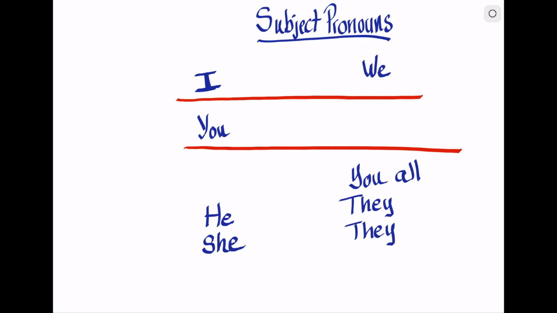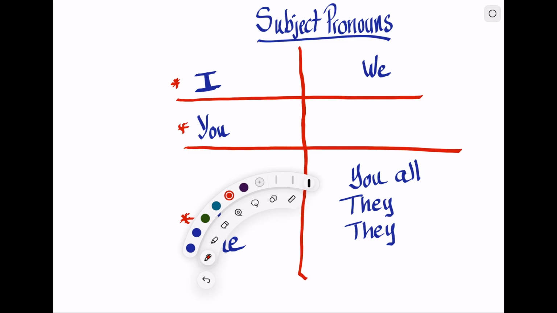So we're going to draw a line so we can divide them. This line that I'm making is to divide the singular from the plural. I is just one person. You is just one person. He is one person. She is just one person. So the other side is multiple people, right? We, you all, and they is more than one person.